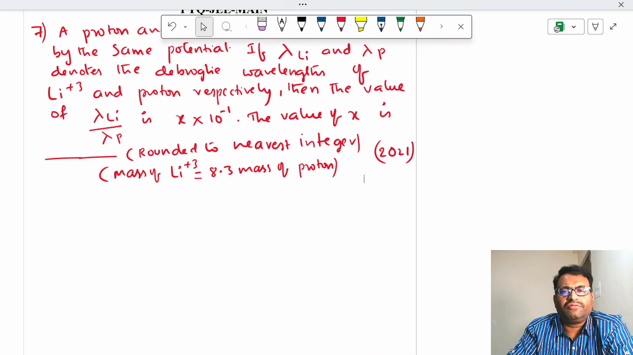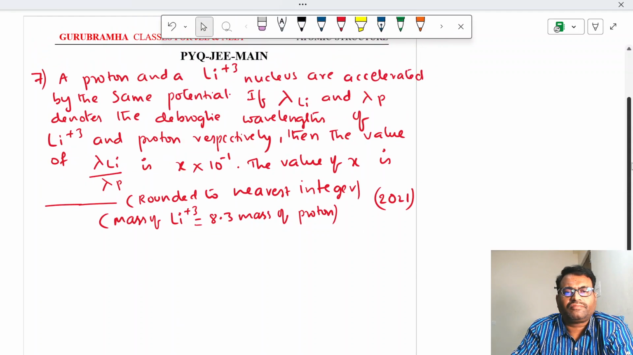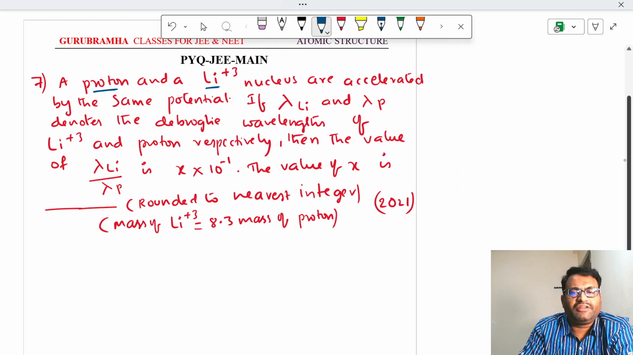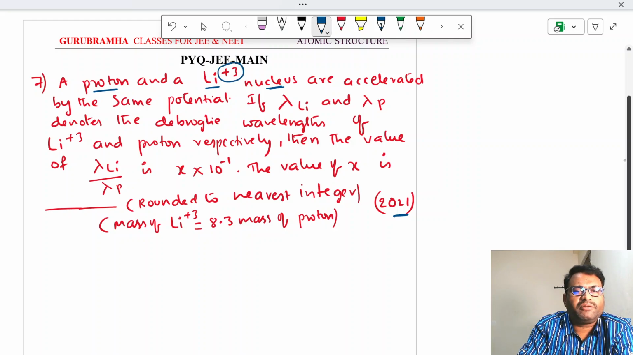A proton, one is proton, another is Li plus 3. Question asked in 2021. Li plus 3 nucleus, because lithium contains 3 electrons. All these 3 electrons are lost. Li plus 3 means, so what remains? Only nucleus remains. Are accelerated by the same potential. So potential is same.